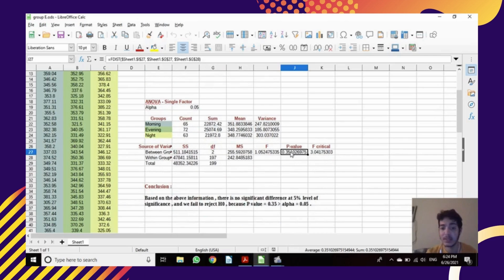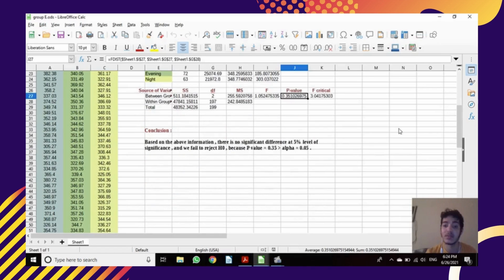So we just need the p-value, which is equal to 0.35, and based on the p-value, we conclude there is no significant difference at 5% level of significance, and we fail to reject the null hypothesis because the p-value, 0.35, is greater than alpha, which is 0.05. I think that's all. We go to part D.